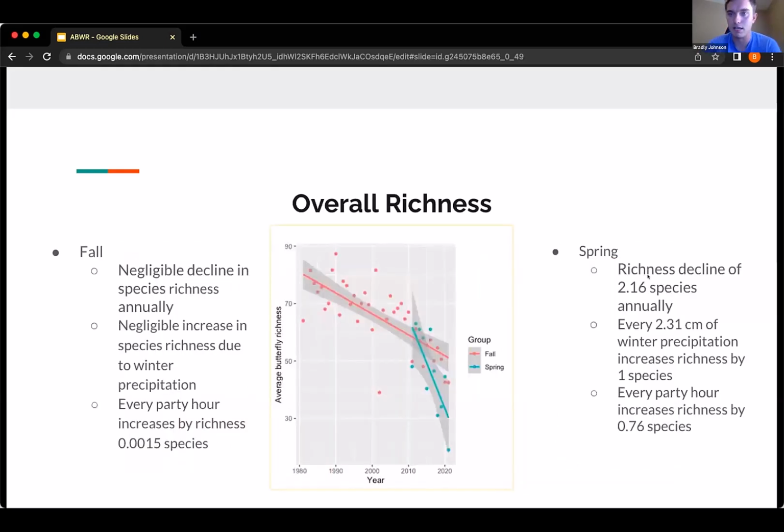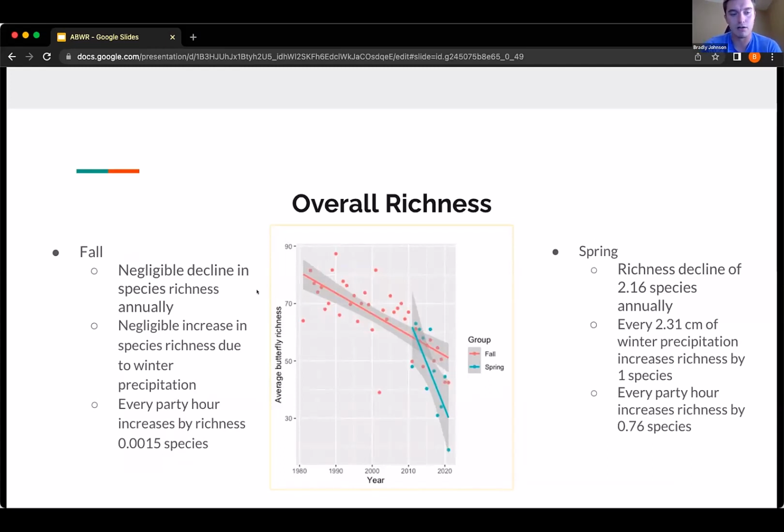So now, once again, looking at overall richness, similar to the overall abundance, we have the average butterfly richness on the y-axis, which is averaged out through the sites. And once again, these lines are pretty steep. But when you look at the statistics, in the fall model, there's really a negligible decline in species richness annually. And there's also a negligible increase in species richness due to winter precipitation. And honestly, with the party hours, it's pretty small too.